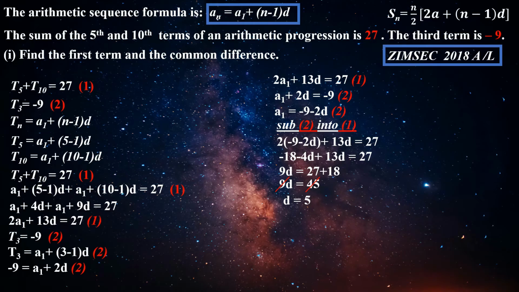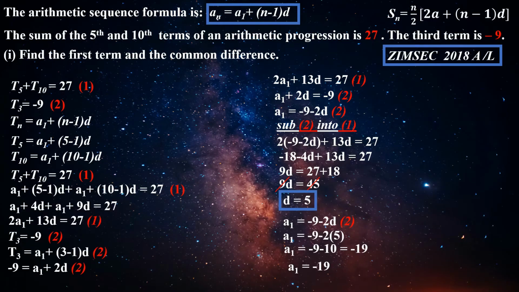So now I want to find the first term. The first term is going to be a1, right? So using equation number 2, we're going to substitute d in equation number 2, and we have negative 9 minus 2 times 5. And if you do that, remember 2 is a negative, it's going to be negative 10. So negative 10, negative 9, we're going to add, and we're going to get 19, taking the sign of the bigger number, which is negative, right? So a1 is negative 19, right?